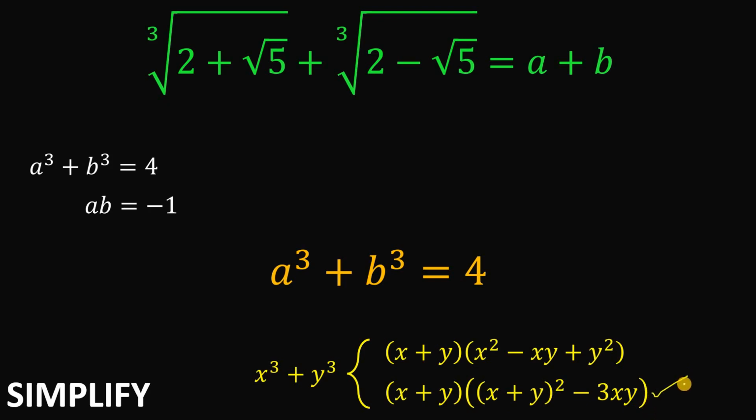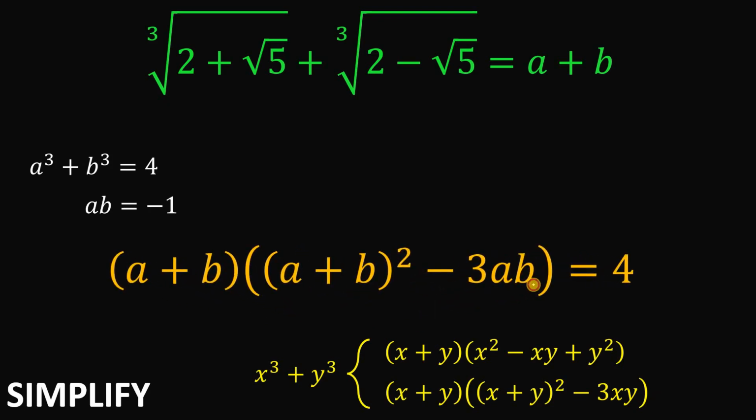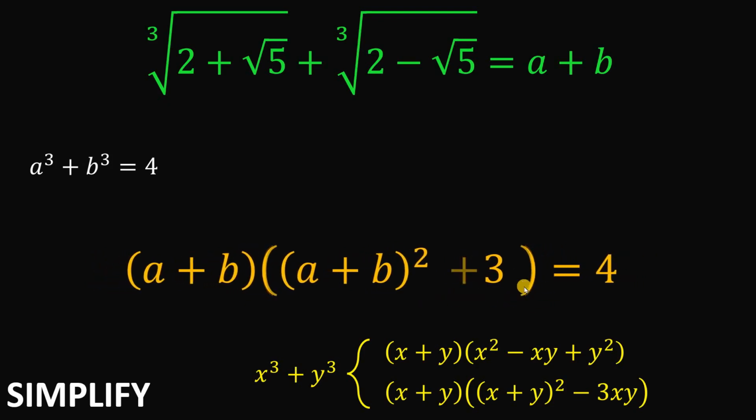Now we will choose the second factored form. So a cubed plus b cubed, we can factor as a plus b multiplied by the quantity a plus b squared minus 3 times ab. Let's use this factored form. The good thing is we have a value for a times b. This is just negative 1. So we can replace ab with negative 1 and simplify this. Negative 3 multiplied by negative 1 is just positive 3.